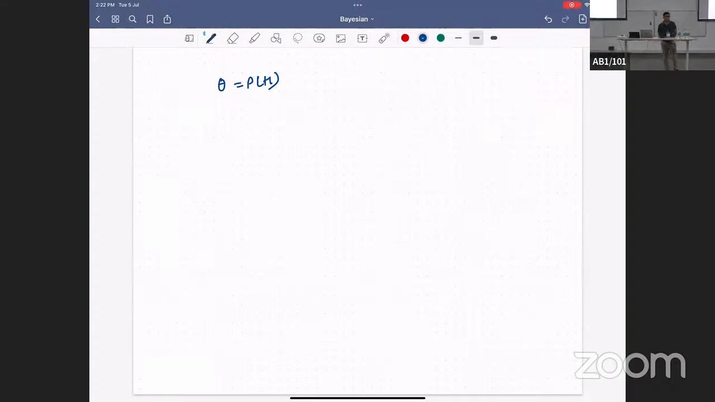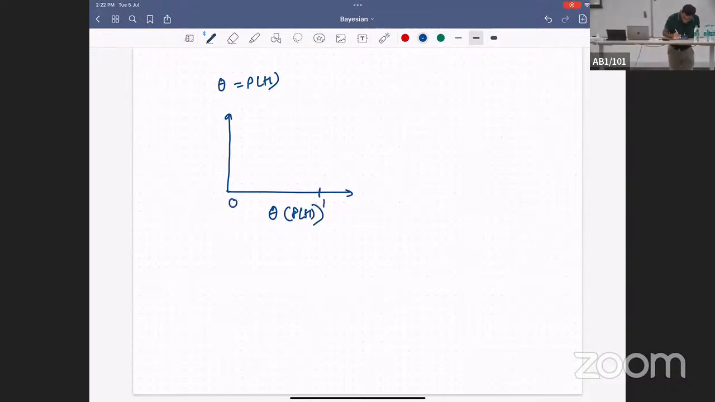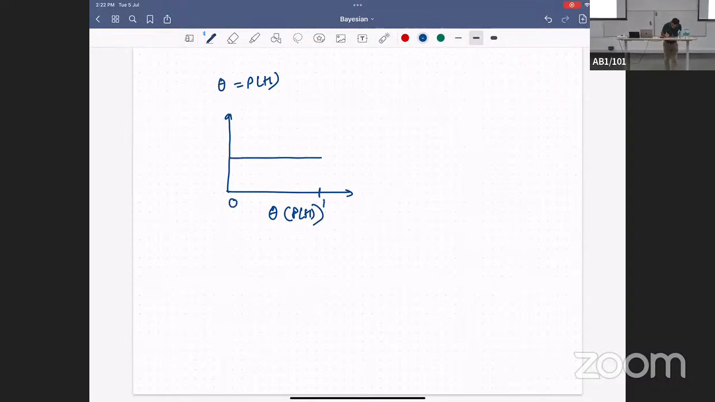Uniform distribution between what and what? So the probability of heads, theta, is limited between 0 and 1. You cannot have probability greater than 1 in this particular case. So one such distribution is this particular distribution, a uniform distribution.